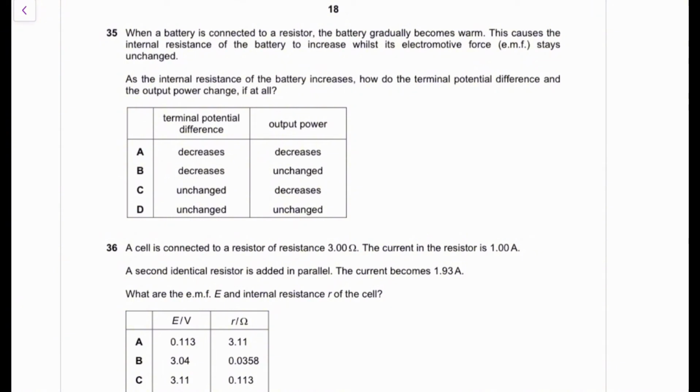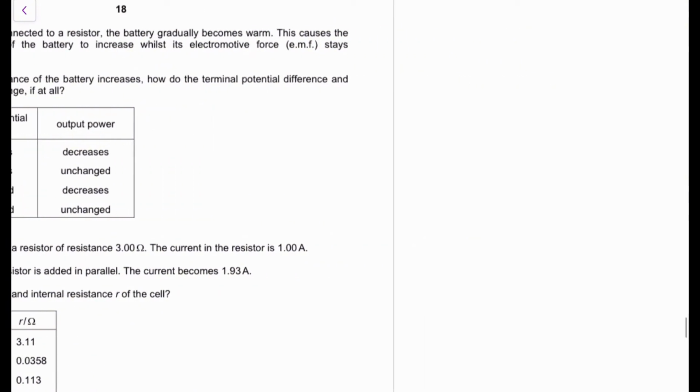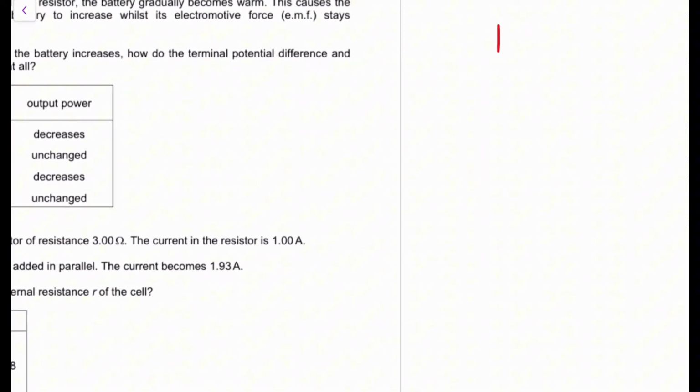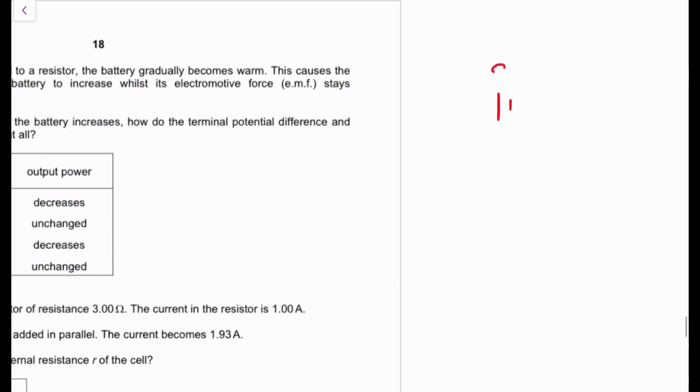When a battery is connected to a resistor, the battery gradually becomes warm, right? This causes the internal resistance of the battery to increase whilst its electromotive force stays unchanged. So let's draw a diagram, guys, so that you can better understand this. We have an EMF source, something like this, and we're going to have an internal resistor. Let's just say R.